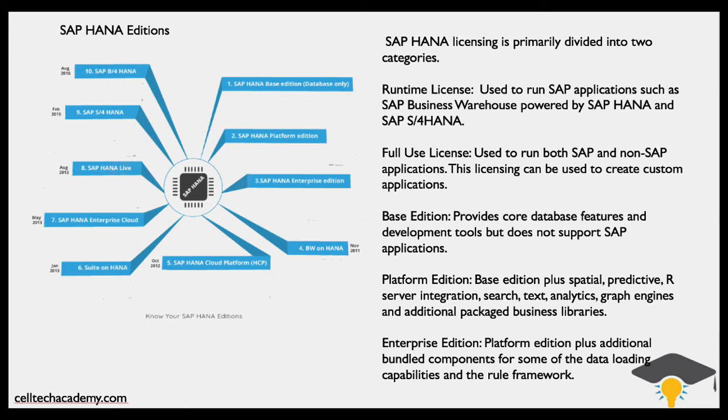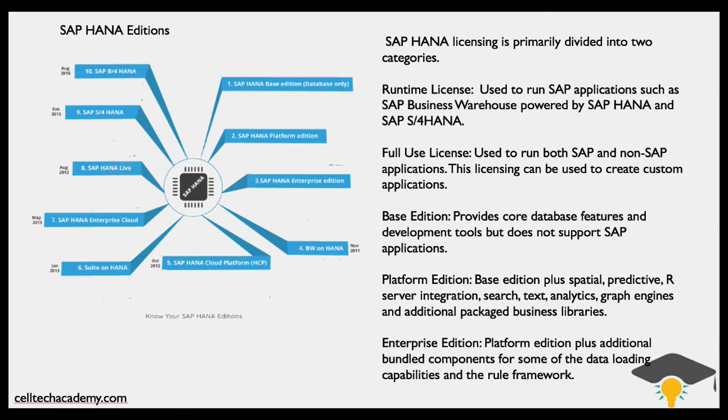SAP HANA Live is content. Basically, what that content means: your transaction system is there, and you're pulling the tables. While pulling the tables, you don't know what to pull and how to do modeling on those tables and give the business result.